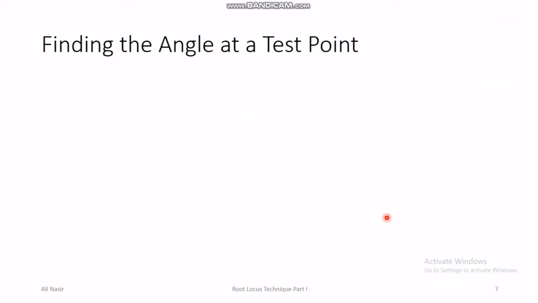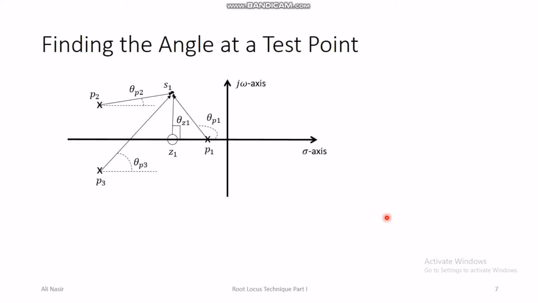So finding the angle at a test point, we look into this graph, which is the complex plane. All the poles and zeros of a system lie on a complex plane. So we are only interested in the open left half plane. So I have drawn some poles. This is a pole, this is a pole, and this is a pole. This is a zero. So the system has P1, P2, P3 and Z1, 3 poles and a zero.